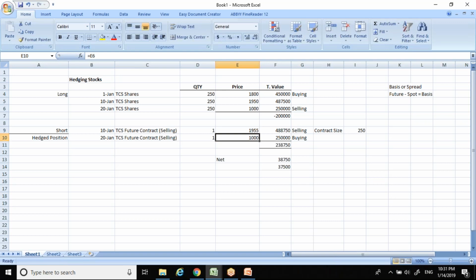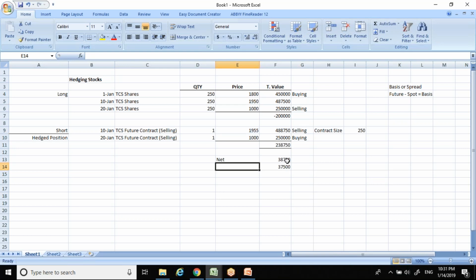Now, in this situation, we are actually making some extra profit as the spread became 0 on the date of expiry. So I'll repeat again, at the time of initiation on 10th January, we see there is a spread of 5 between the spot price and the future price. So there is a spread of how much? 5.